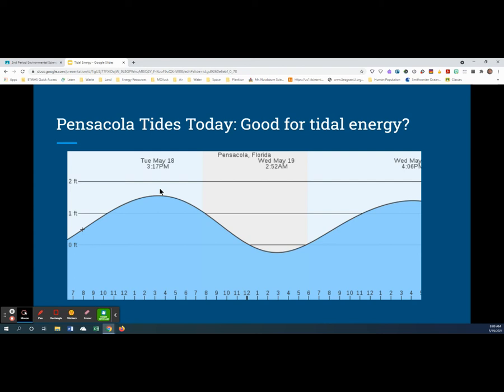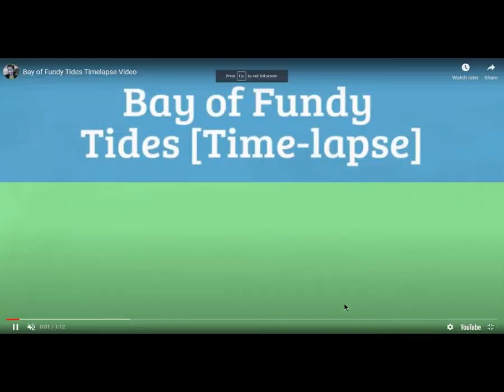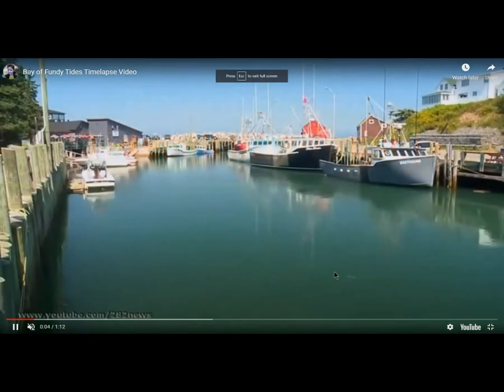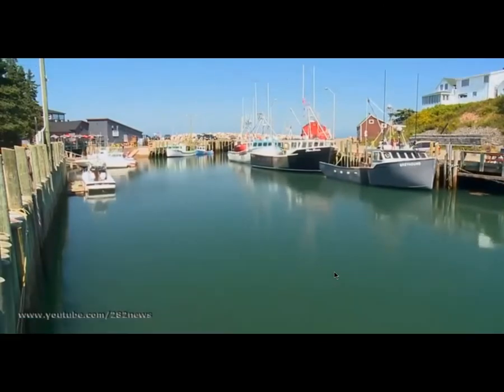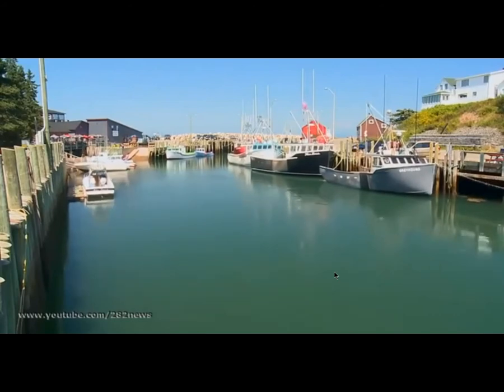So this area that we live in, Pensacola, would not be a good place to use tidal energy as a source of electricity because we just don't have a lot of moving water that would spin those turbines to produce enough energy for us. However, there are places like the Bay of Fundy that do have large tidal ranges. So I want you to watch this video and observe what a large tidal range looks like.